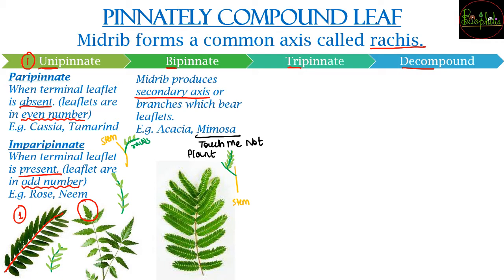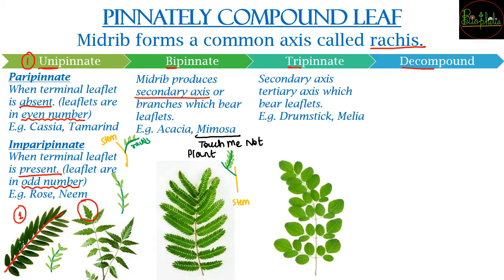A tripinnate compound leaf is going to have the division of the secondary axis as well to form a tertiary axis, and the tertiary axis is going to have the leaflets. That case can be seen in drumstick and Melia. Suppose for example, again this is your stem, the orange one is your stem. The first is the primary division, this is your secondary division, and on the tertiary division you are going to have your leaflets. This way you can understand how tripinnate leaves are seen.